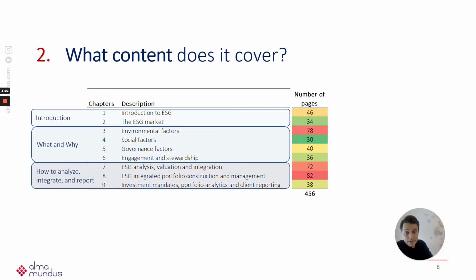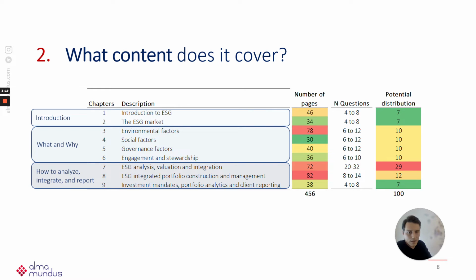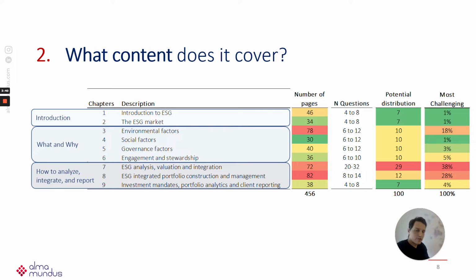The CFA Institute provides a question allocation per chapter. For example, chapter 1 will have between 4 to 8 questions in the exam, chapter 7 between 20 and 32 questions. Based on this allocation, we laid out a potential distribution of questions in the exam. It is easy to understand that chapter 7 is the most important chapter, with around 29 questions in the exam. And based on our surveys, candidates identified chapters 3, 7, and 8 as the most challenging.